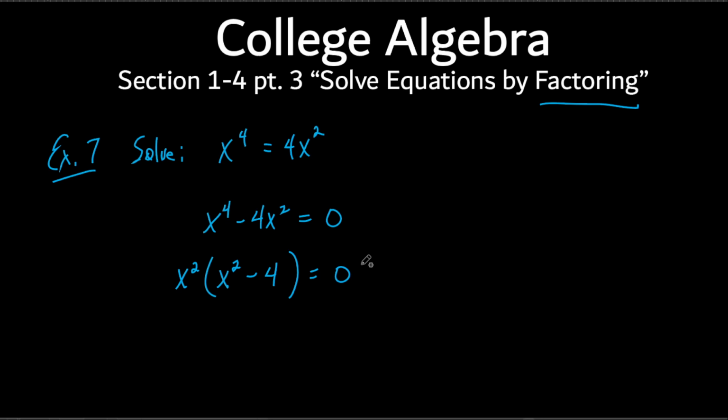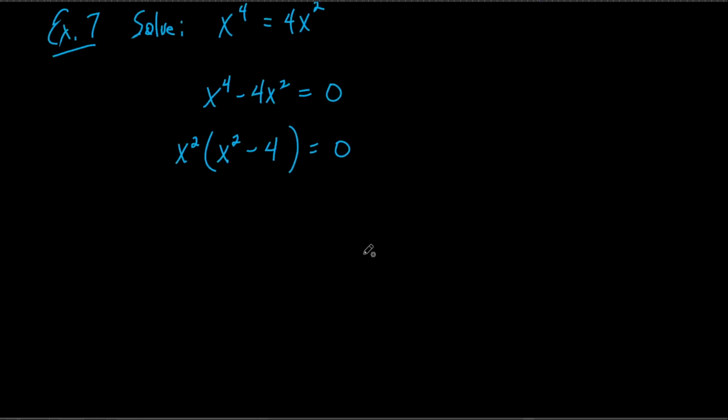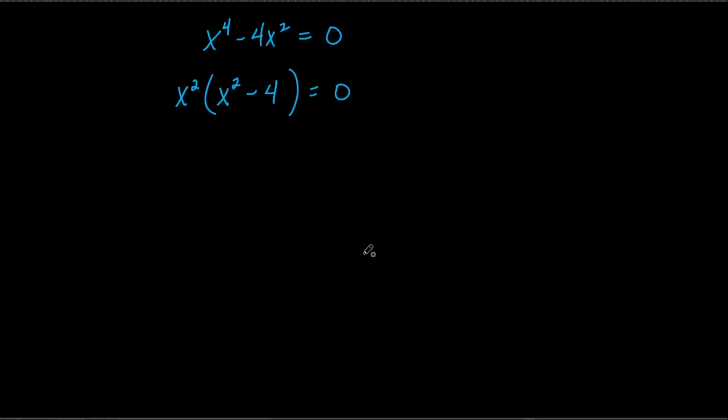But it looks like we got some more factoring to do, don't we? Do you see something that you could factor here? Yeah, that x squared minus 4. Do you see that? What kind of factoring is that? This will really test you. Difference of two squares, very good. Okay, this is a difference of two squares.